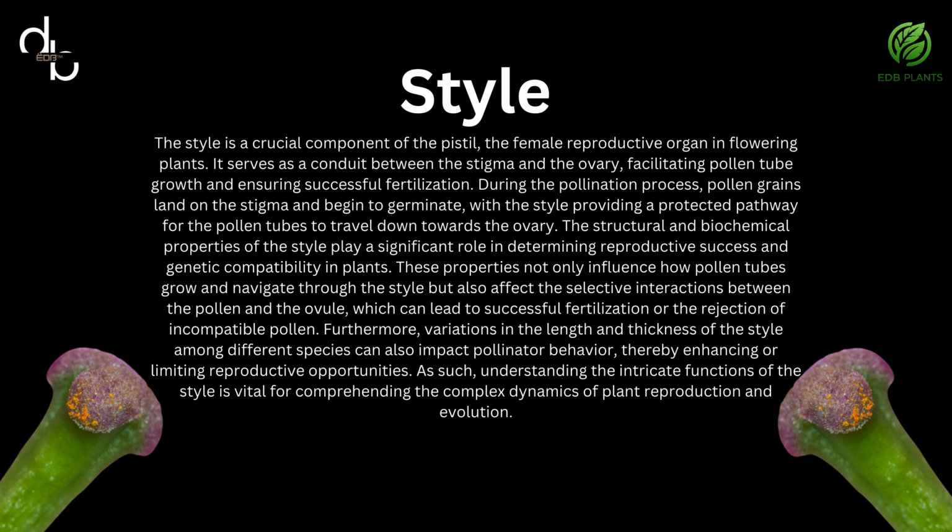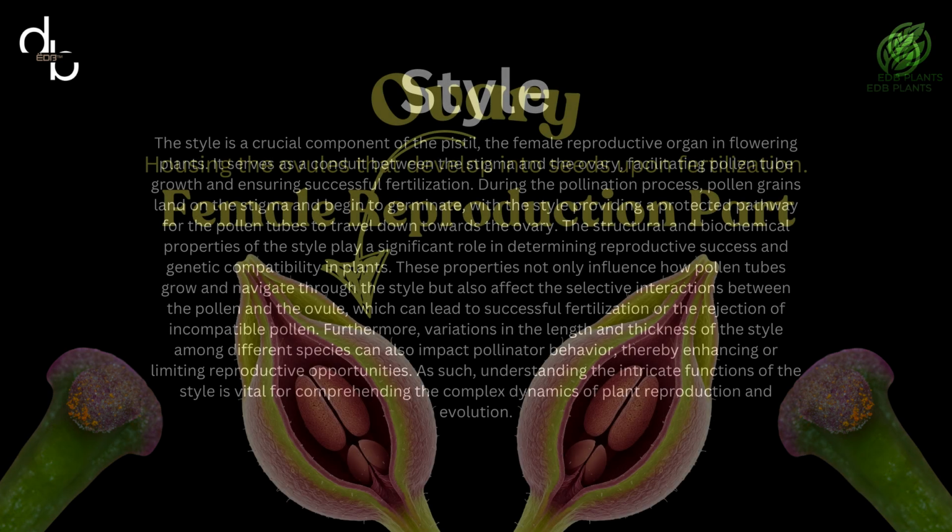Furthermore, variations in the length and thickness of the style among different species can also impact pollinator behavior, thereby enhancing or limiting reproductive opportunities. As such, understanding the intricate functions of the style is vital for comprehending the complex dynamics of plant reproduction and evolution.